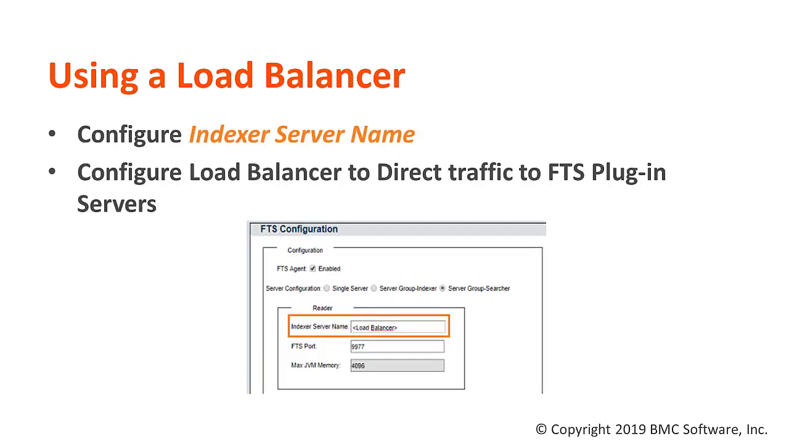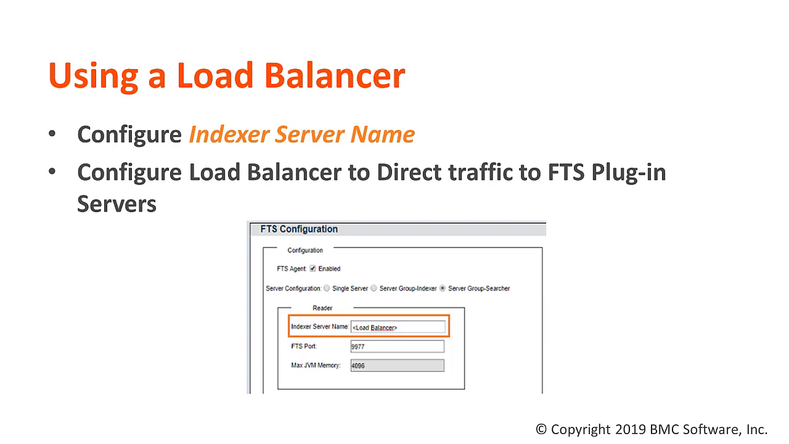So in order to configure for this, you'll have to configure the load balancer to redirect traffic to the FTS plugin servers using the correct plugin port. You can also configure a failover group so that if a plugin server is unresponsive, it automatically routes to a different plugin server.